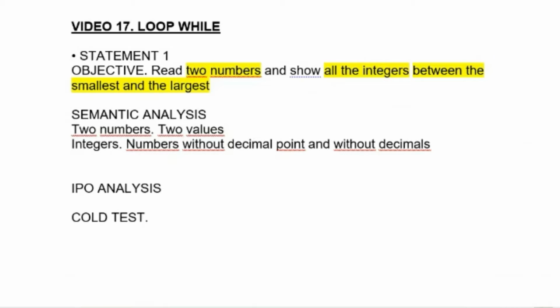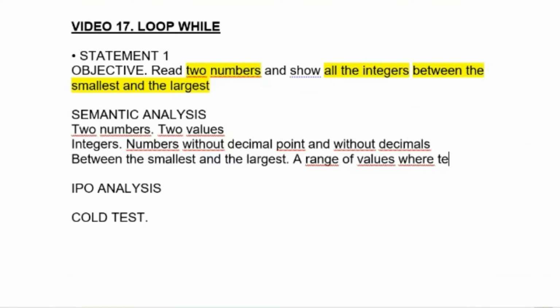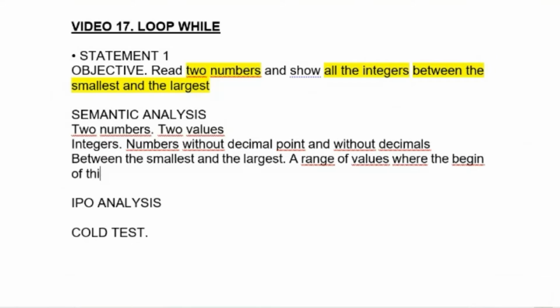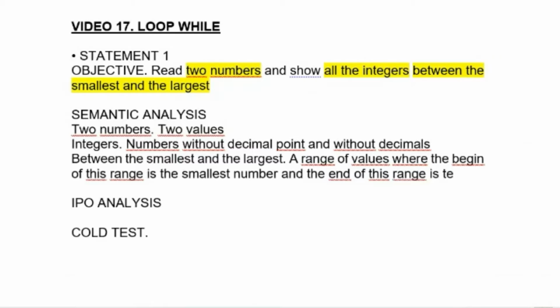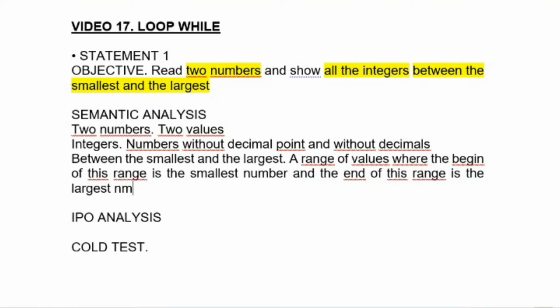And now, between the smallest and the largest means a range of values where the begin of this range is the smallest number and the end of this range is the largest number. Okay? Remember, if you understand this semantic analysis, you can say, I understand the objective, the statement.